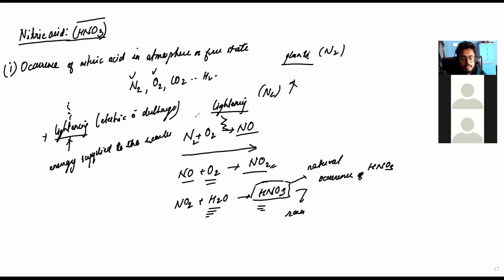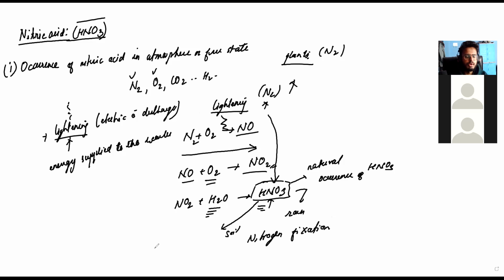But the problem is the nitrogen in the atmosphere is not useful to the plants because plants need nitrogen in the soil. So this process in which nitrogen is converted to a compound of nitrogen and then it goes directly into the soil is known as nitrogen fixation.